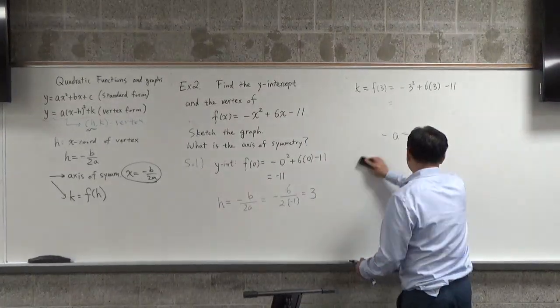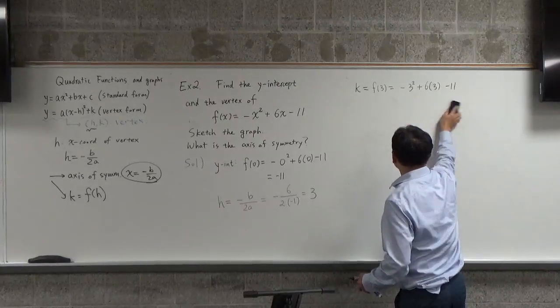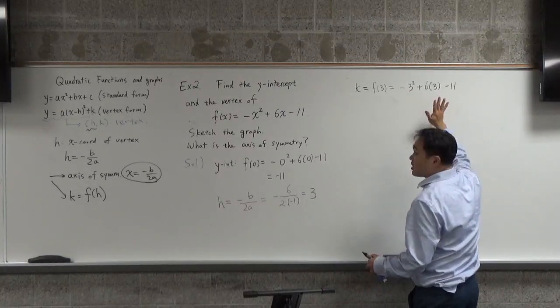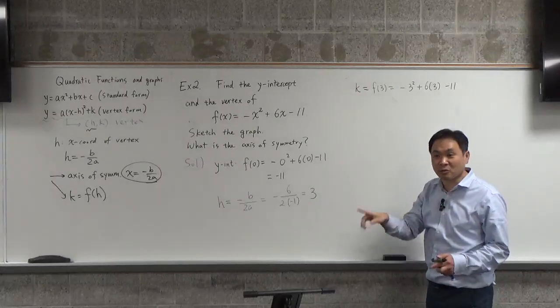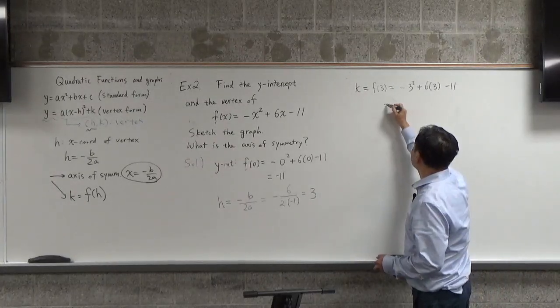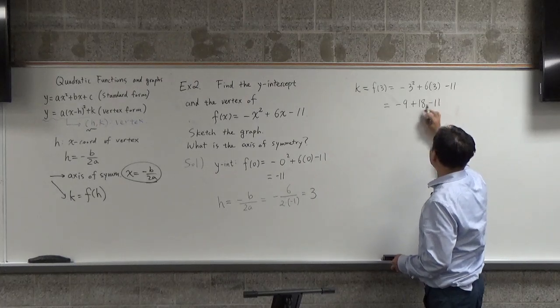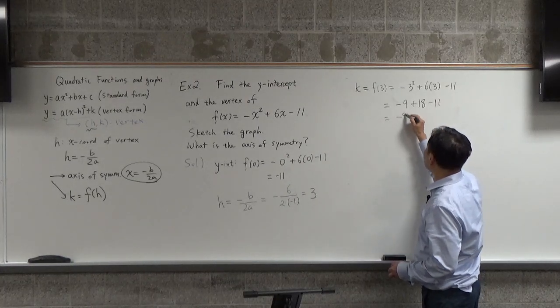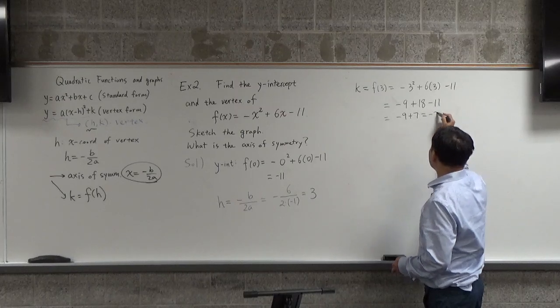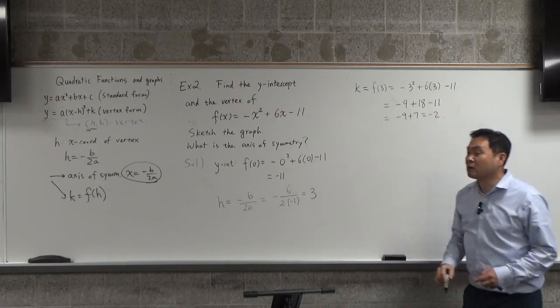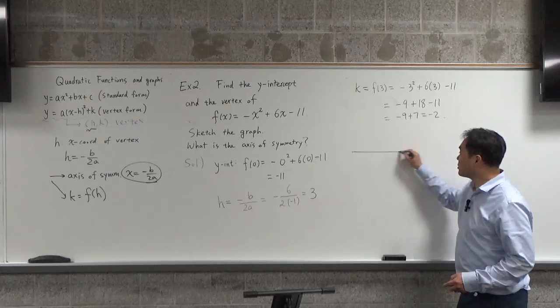All right, so I took a long time explaining that this is negative 9. Hopefully I don't see that mistake when I walk around. It's going to be negative 9 plus 18 minus 11. 18 minus 11 is 7, so negative 9 plus 7 is negative 2. So (3, negative 2) is the vertex.